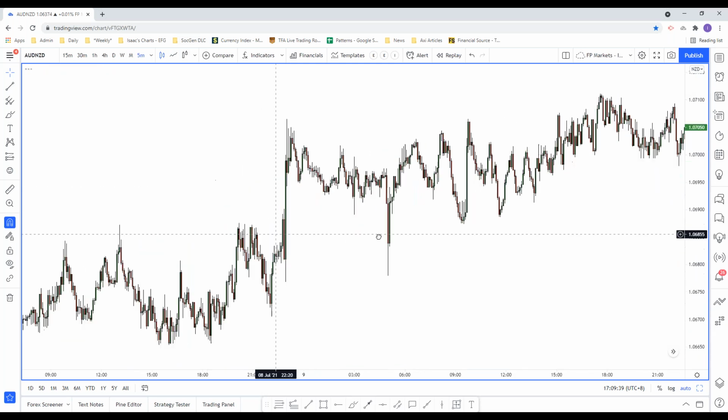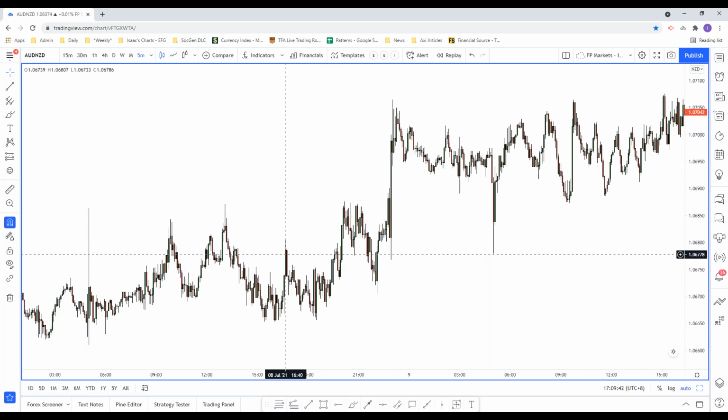I'm in candlestick mode. You're looking at spikes like that. Very tough to identify market structure on the lower time frame.